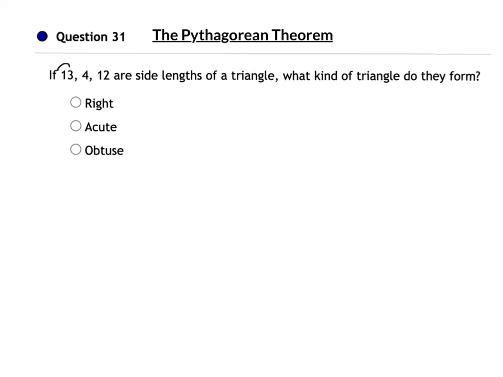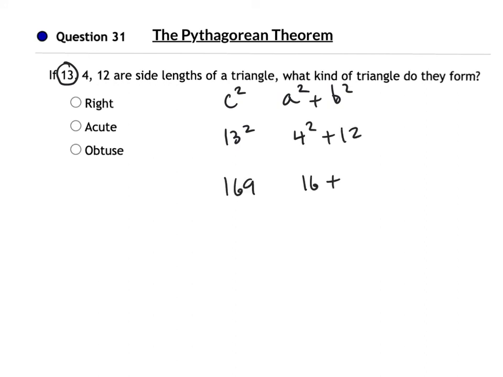In this example, our biggest side is 13. So C squared is 13 squared. A squared and B squared are 4 squared and 12 squared. This is 169. This is 16 plus 144. 16 plus 144 is 160. So C squared is greater. When C squared equals A squared plus B squared, it's right. If we make C squared greater, then that makes it obtuse.